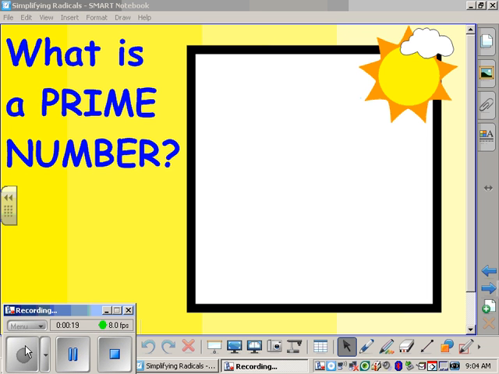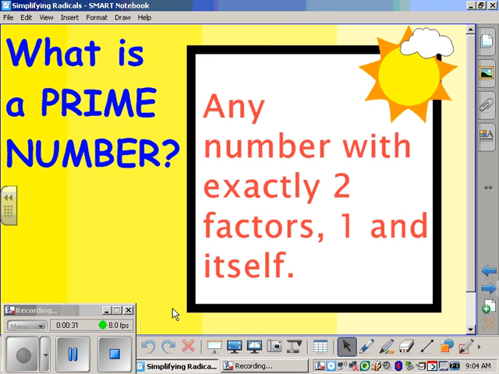So do you recall learning in previous grades how to determine if a number is prime or composite, which would mean not prime? First, you must recall the definition of a prime number. A prime number is any number with exactly two factors, 1 and itself.